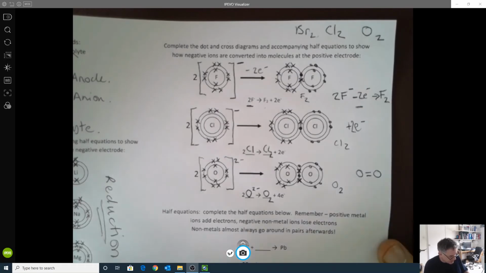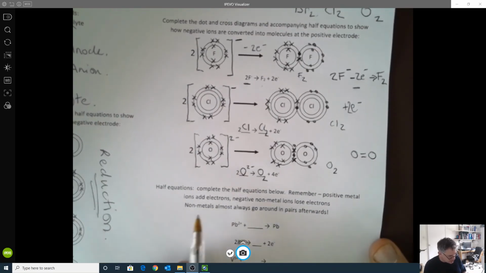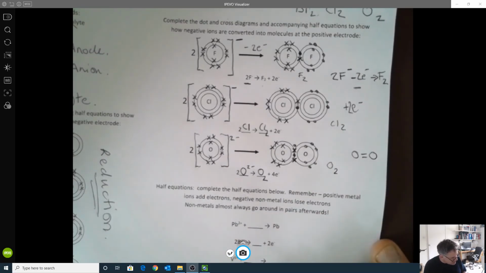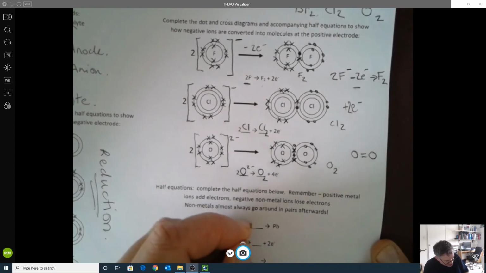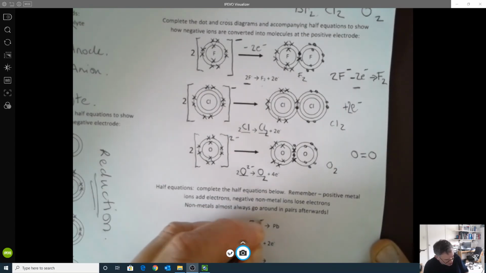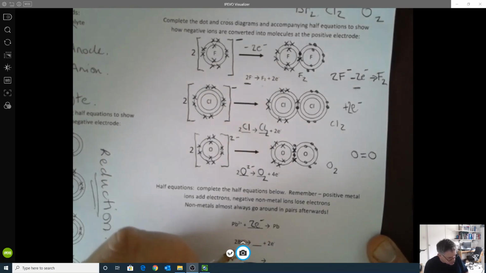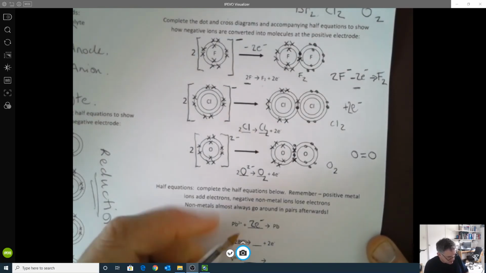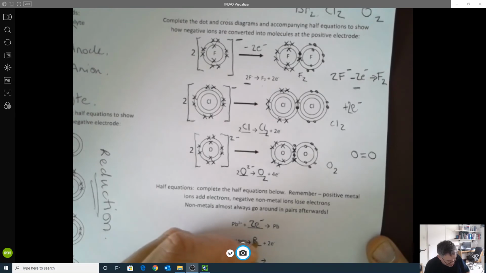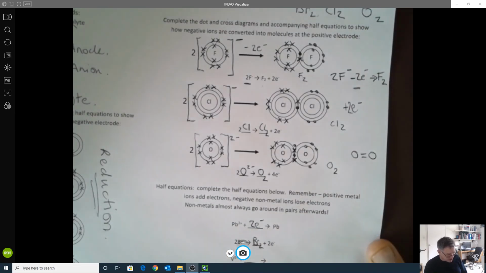Quick swig of coffee. Now, half equations, complete the half equations below. Remember, positive metal ions add electrons, negative non-metal ions lose electrons. Non-metal ions almost always go around in pairs. So Pb2 plus 2 electrons goes to give Pb. 2Br minus goes to give Br2 plus 2 electrons.